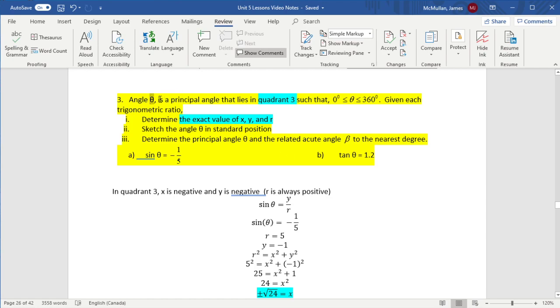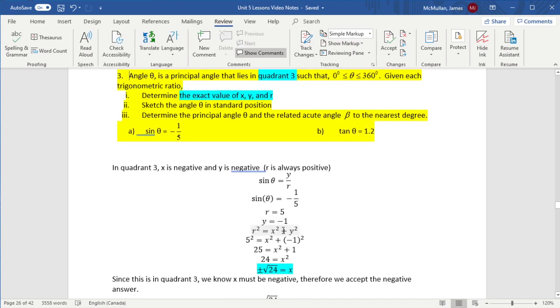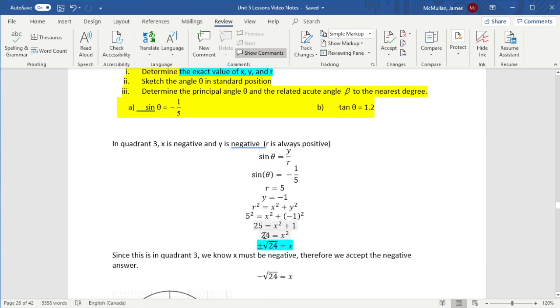We knew that our angle was in the third quadrant, and we knew that the sine of the angle was negative 1 over 5. Since sine is y over r, and r must be positive because it's a radius, that led us to the conclusion that y is equal to negative 1. And we used the equation of a circle, r squared equals x squared plus y squared, in order to determine that x squared is equal to 24.